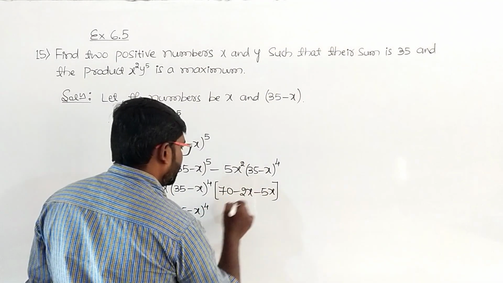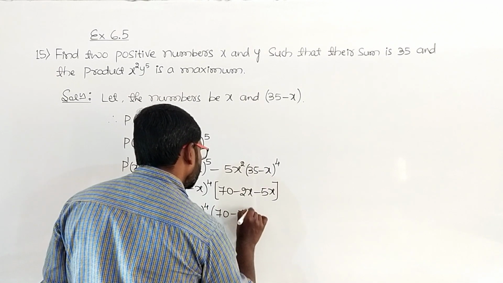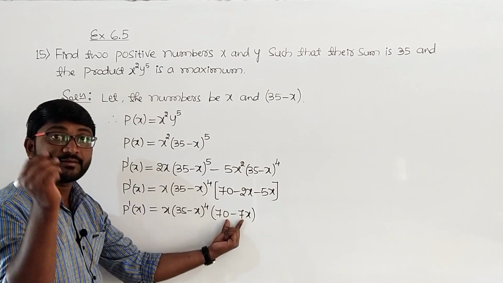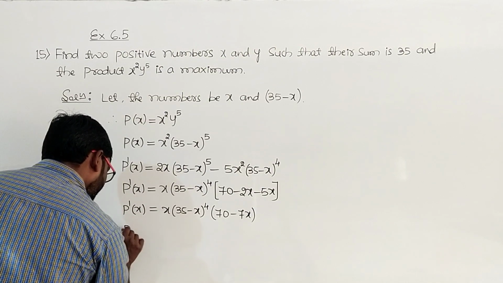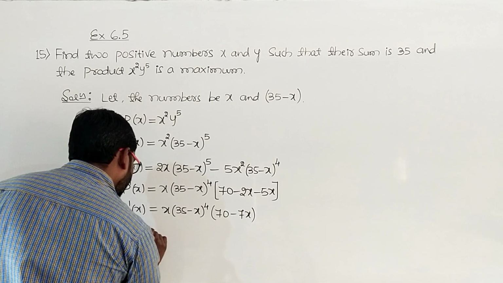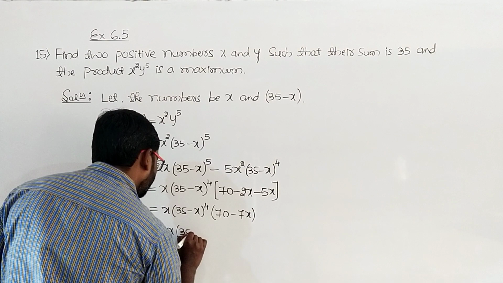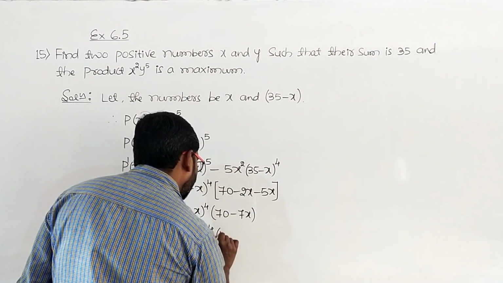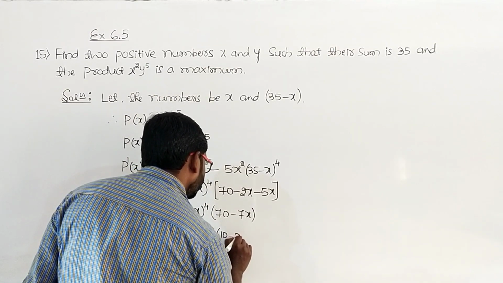and then here we can write this as 70 minus 7x. Minus 2x minus 5x will be minus 7x. So again in these two terms we can take 7 common, multiply that 7 with the x, we get 7x. P dash of x is equal to 7x into 35 minus x to the power 4. So if we take 7 common, we get 10 inside the bracket, 10 minus x.